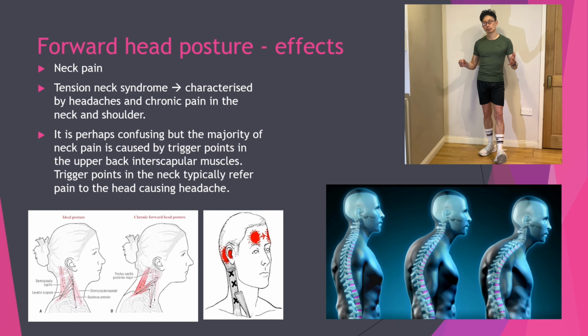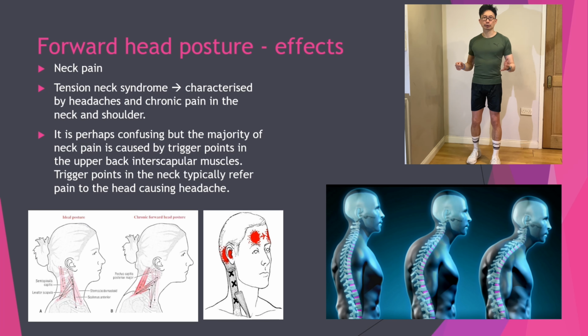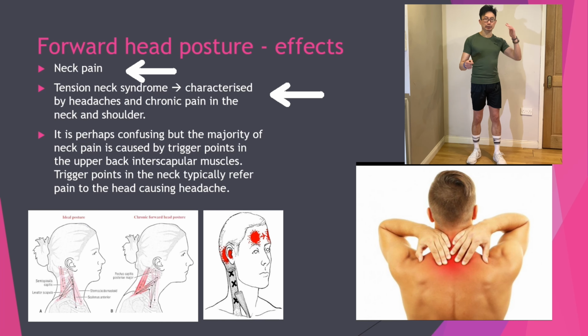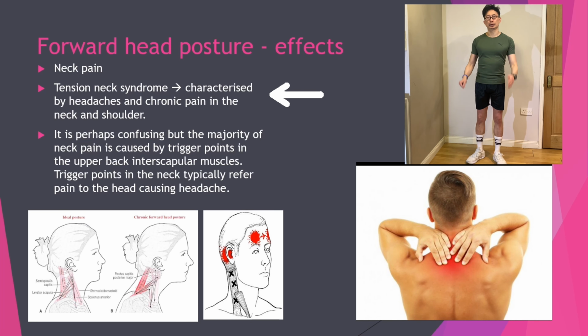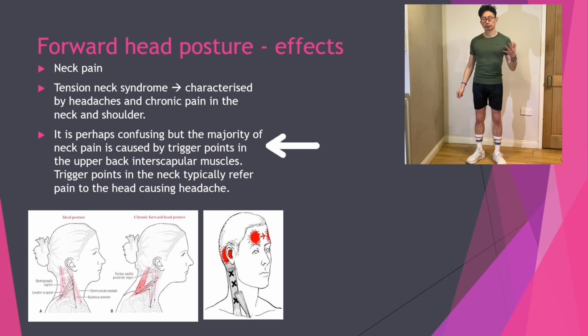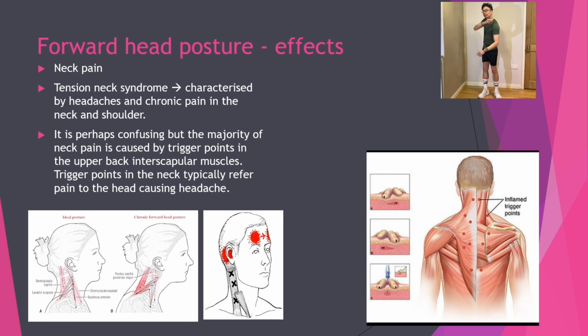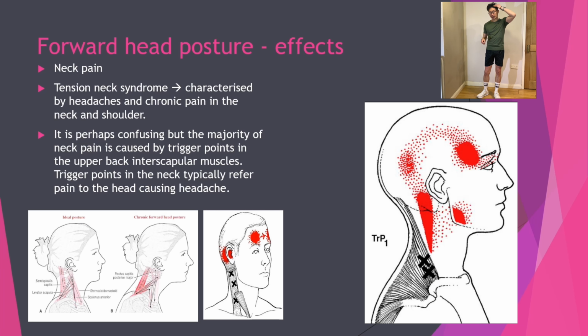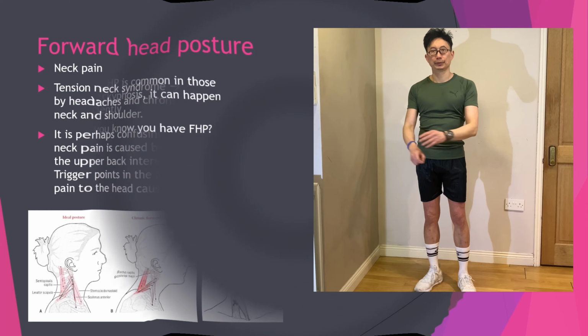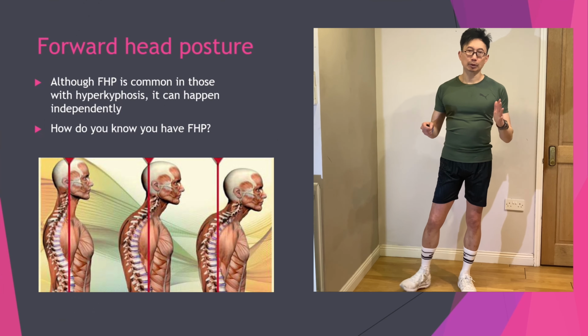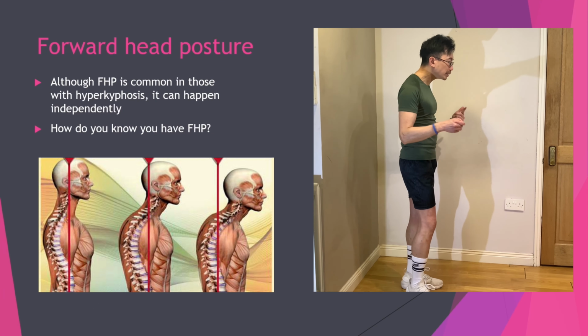So, what are the effects of hyperkyphosis and forward head posture? First, neck pain. Second, tension neck syndrome. It is perhaps confusing, but the majority of neck pain is caused by trigger points in the upper back and the muscles between the shoulder blades. Trigger points in the neck typically refer pain to the head, causing headache. Forward head posture is common with hyperkyphosis, but it can also happen independently.